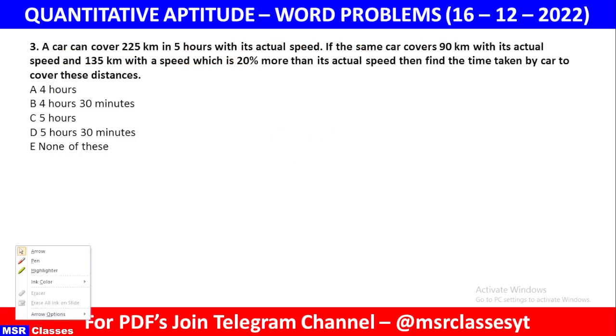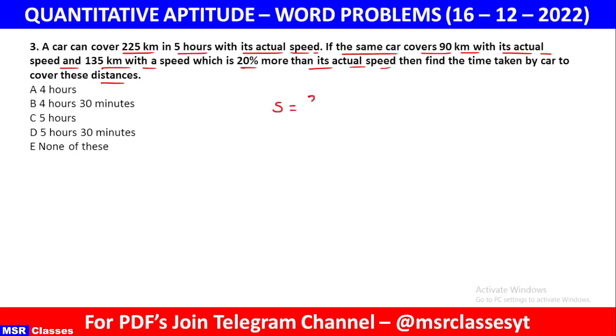Alright, next question. A car can cover 225 kilometers in 5 hours with its actual speed. If the same car covers 90 kilometers with its actual speed and 135 kilometers at 20% more than its actual speed, then find the time taken to cover these distances. Let us find the original speed, which is 225/5, distance upon time taken, which is 45 km/h. Now they are asking for the time taken.